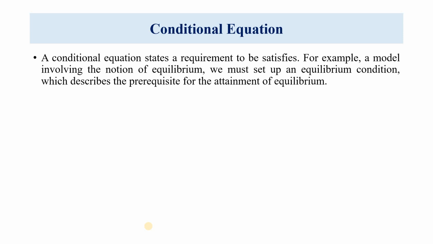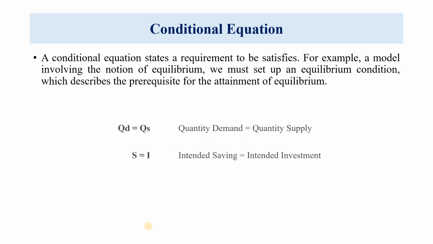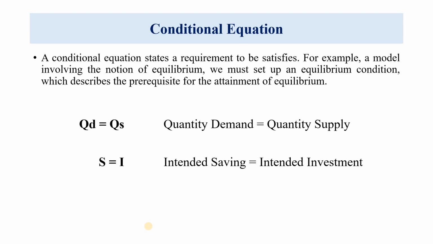And finally, we try to explain conditional equation. A conditional equation states a requirement to be satisfied. For example, in a model involving the notion of equilibrium, we must set up an equilibrium condition which describes the prerequisite for the attainment of the equilibrium. Two of the most familiar equilibrium conditions in economics are Qd equal to Qs, that means quantity demanded equal to quantity supplied, that is the market equilibrium condition, and the other one is S equal to I, intended saving equal to intended investment, that means the saving-investment balance equation.